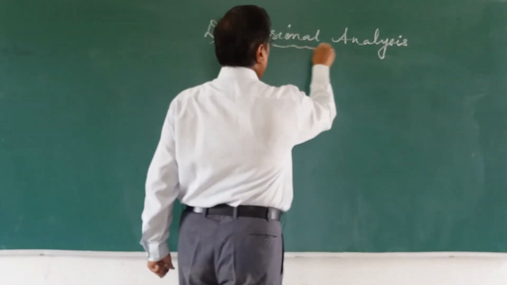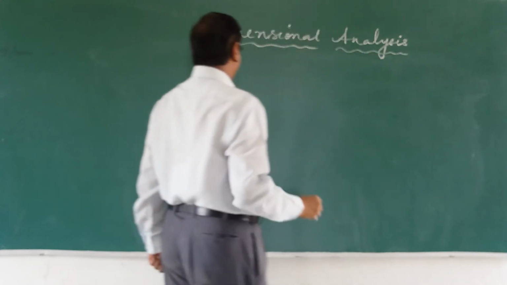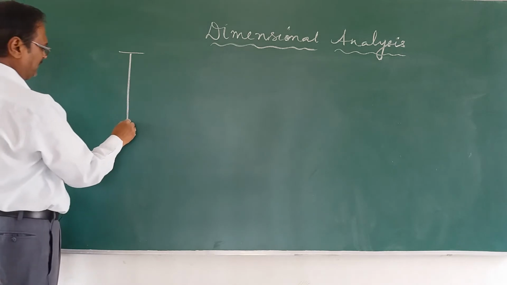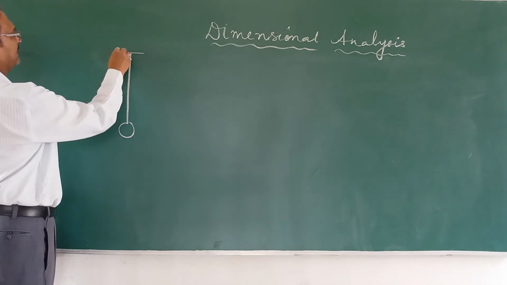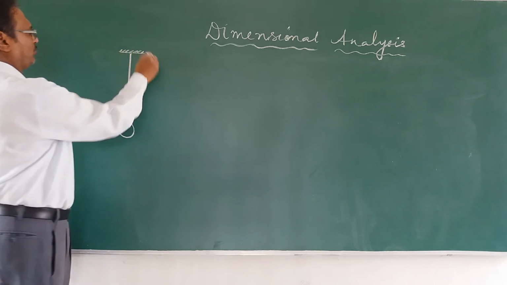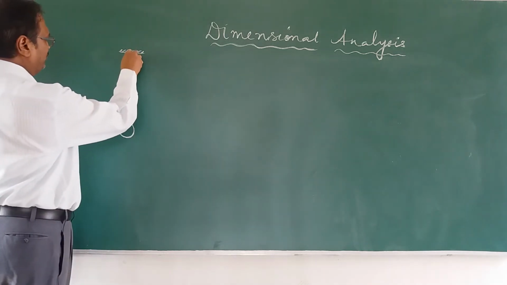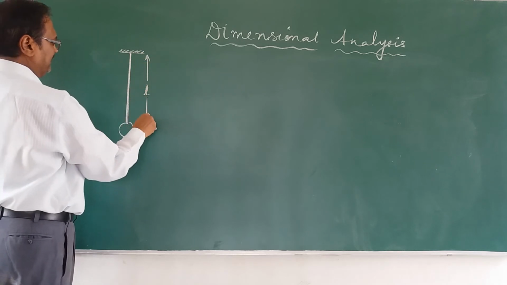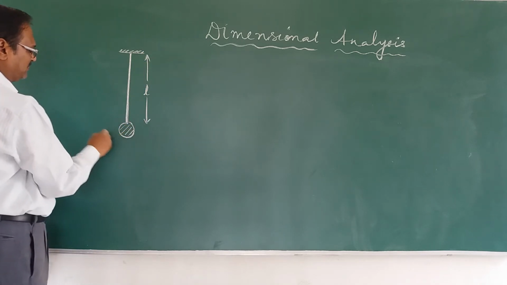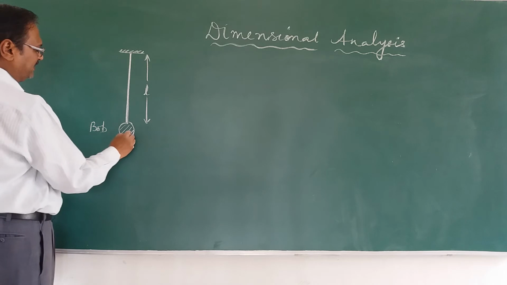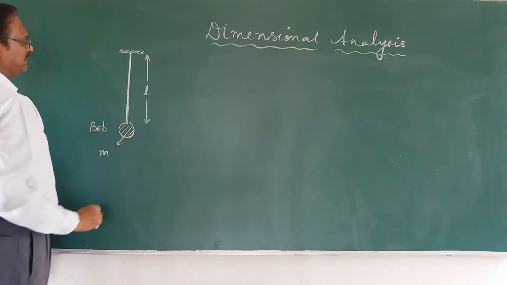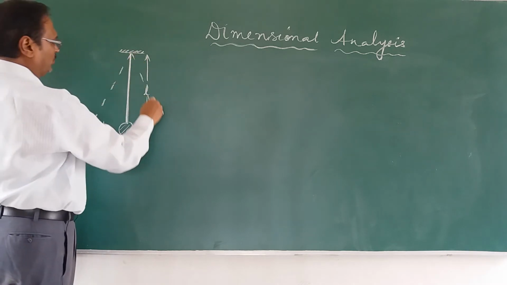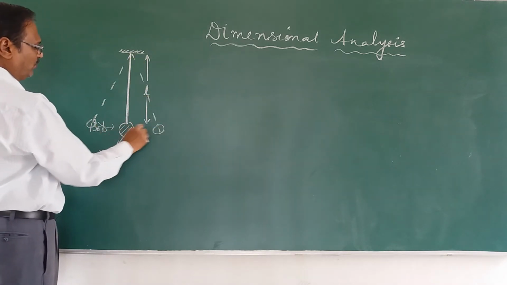So dimensional analysis. Okay, let us say we take a simple pendulum. A simple pendulum has a rigid support and it consists of a thread whose length is L, and there is a bob. Okay, bob is there which is having a mass M, and what you do, you oscillate it, you take it to and fro.